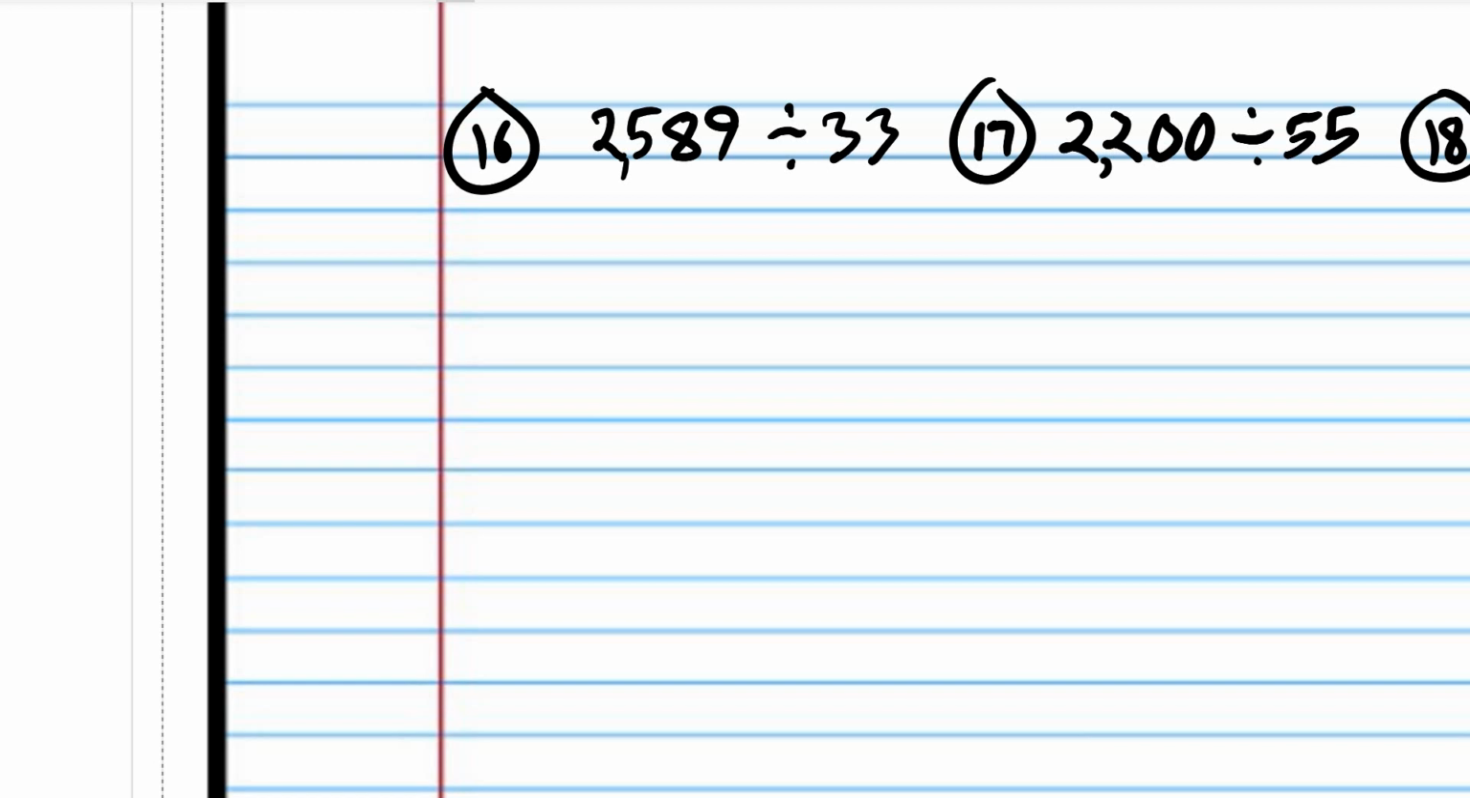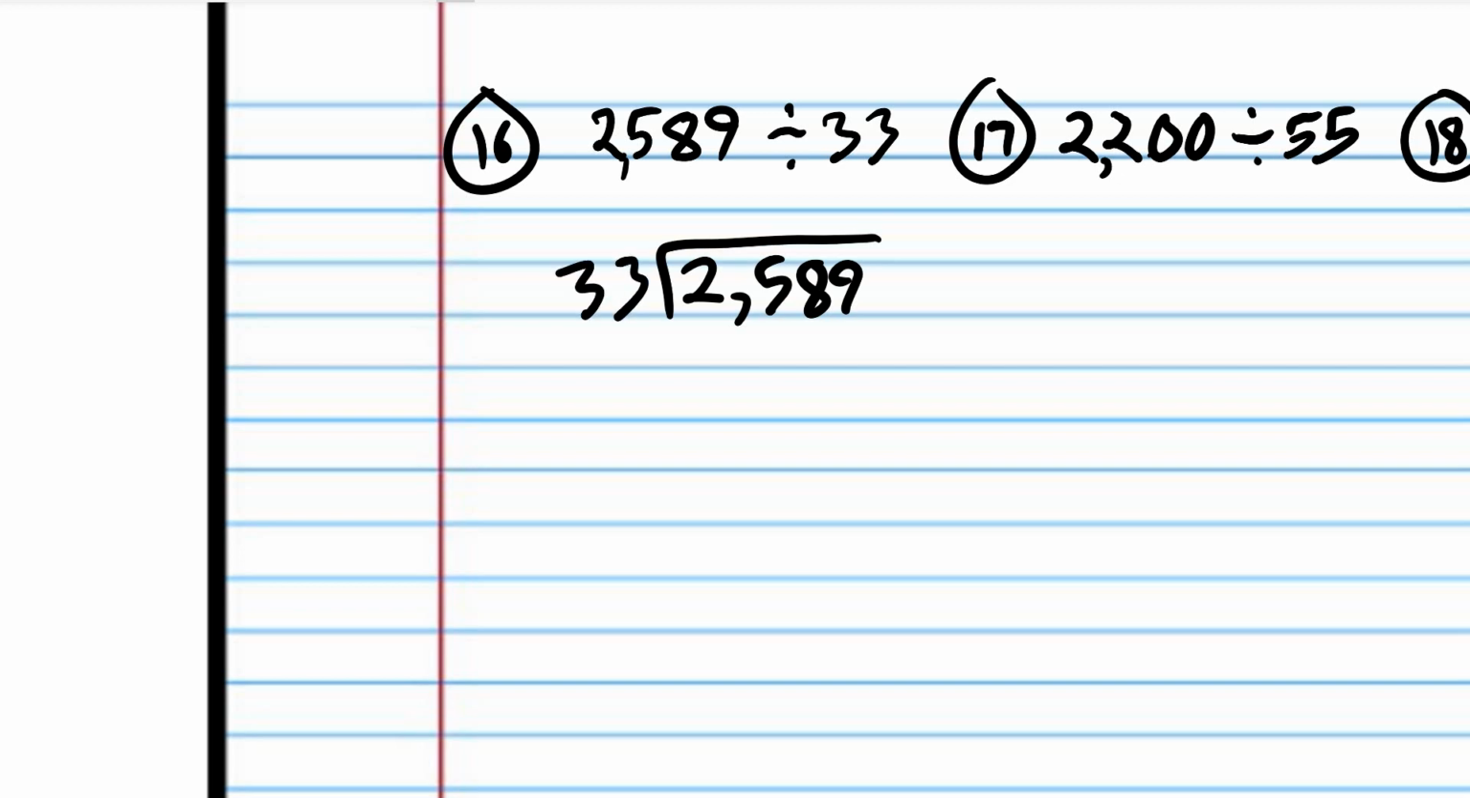All right, here we go. 2,589 divided by 33. 33 doesn't go into 2, it doesn't go into 25, but it does go into 258. So 33 times whatever number, just figure out how many times 33 goes in. You're going to multiply 33 times 5, 33 times 7, 33 times 9, and just get a feel for how many times it's going to go in.